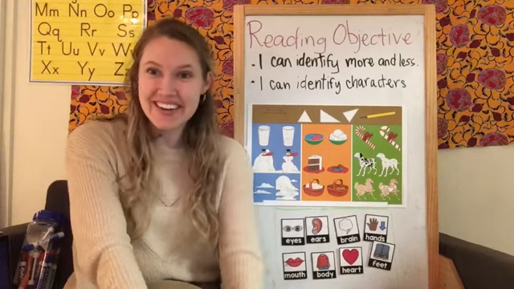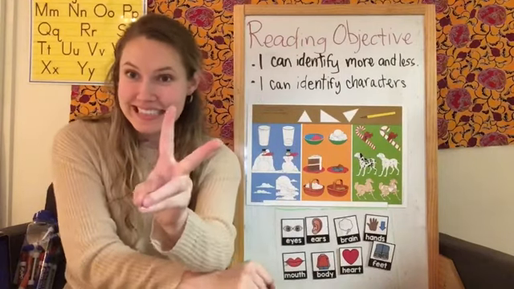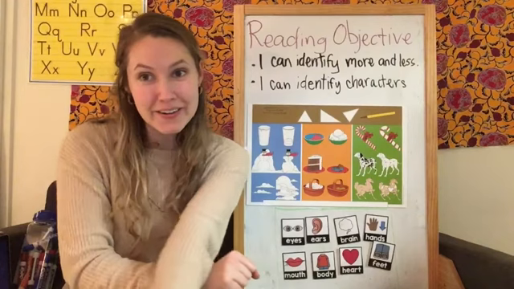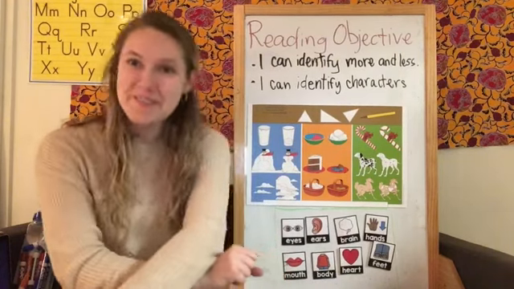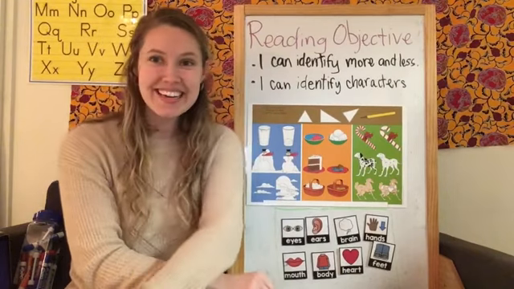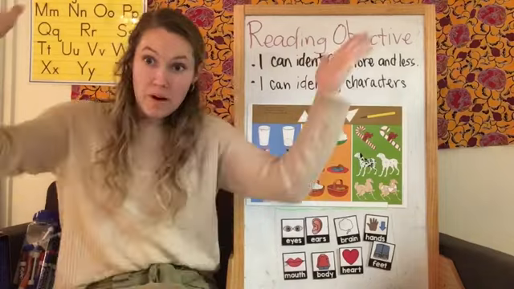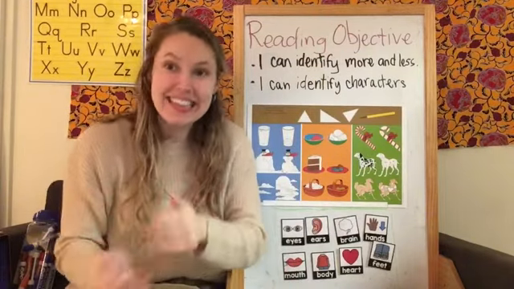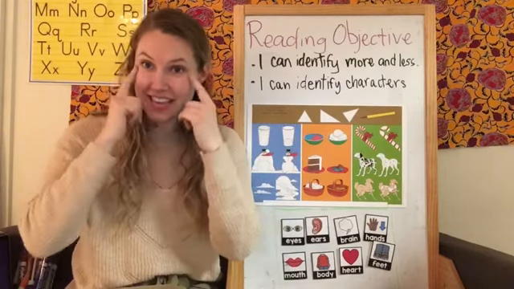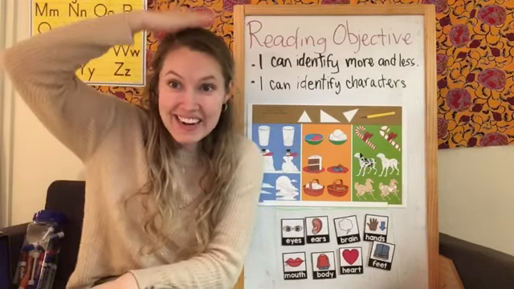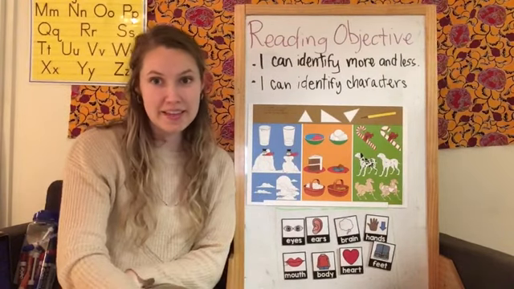We are going to get started today with some reading. We have two objectives for reading today, so we're going to go over those two objectives. An objective is what we are going to learn. I can identify more and less. Our second objective is I can identify characters. So we're going to be going over a couple things today.